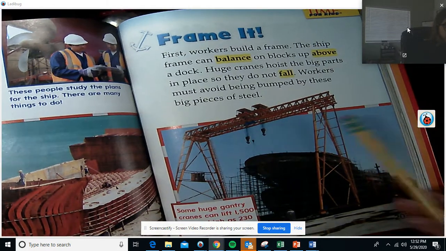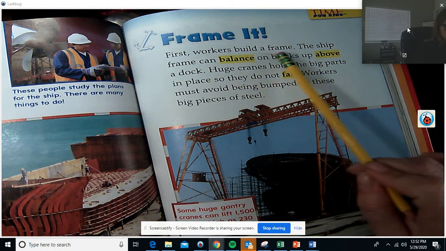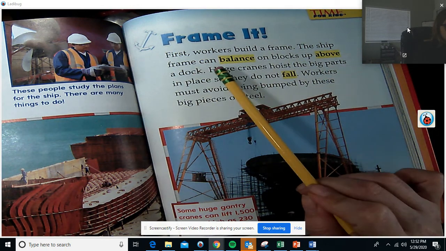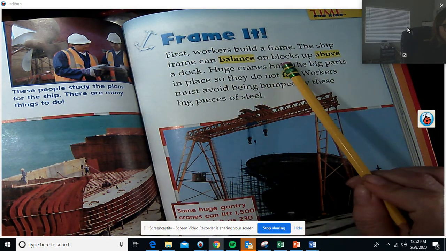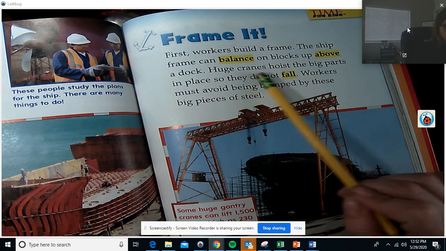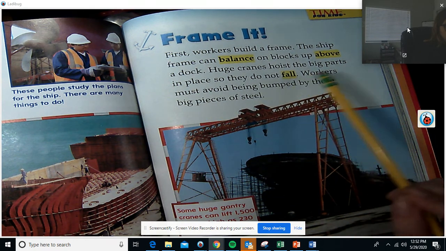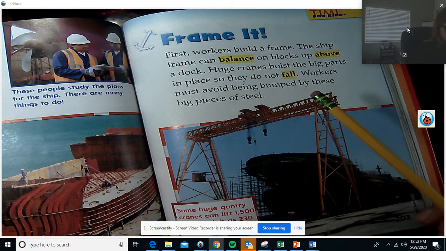Okay, step 1, frame it. First, workers build a frame. The ship frame can balance on blocks up above a dock. Huge cranes hoist the big parts in place so they do not fall. Workers must avoid being bumped by these big pieces of steel.